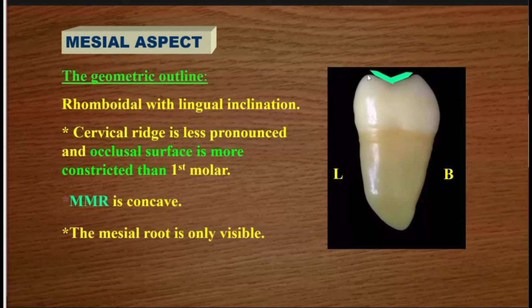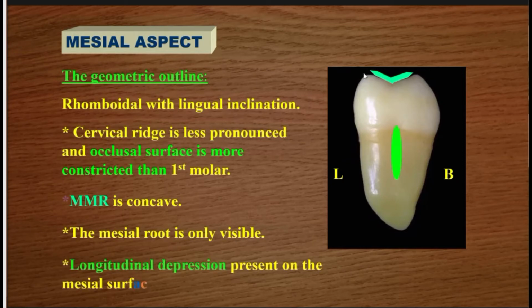Mesial marginal ridge is the mesial outline of the occlusal table, right? The longitudinal depression is present on the mesial surface of the mesial root. Here, on the mesial root, there is a depression on the mesial side. On the distal side also there is a depression. So we have to compare the depression on the mesial side and distal side, like the premolars. Usually distal is a little bit deeper.